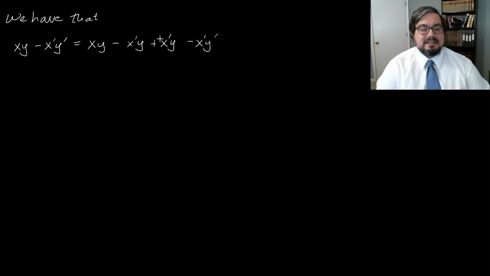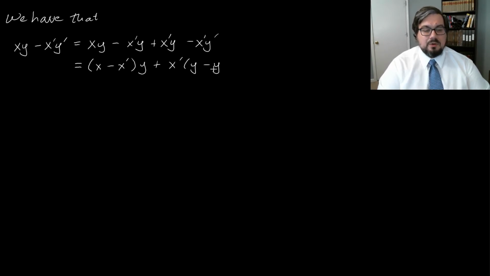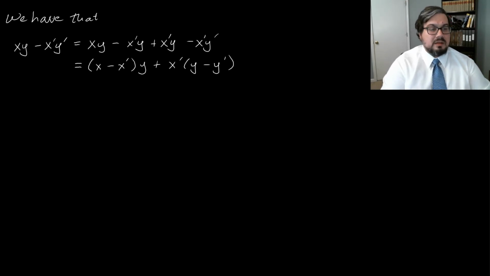However, by adding and subtracting a term which includes an element from the first term that we started with and an element from the second term that we started with, we can create a situation where we can use some of the ring facts. In particular, we can use distribution. So when we have xy minus x prime y, that's the same as x minus x prime times y. And here, x prime y minus x prime y prime is the same as x prime times y minus y prime.